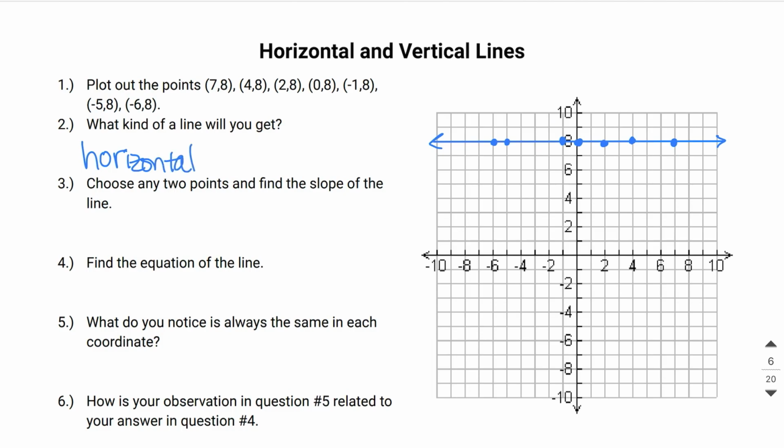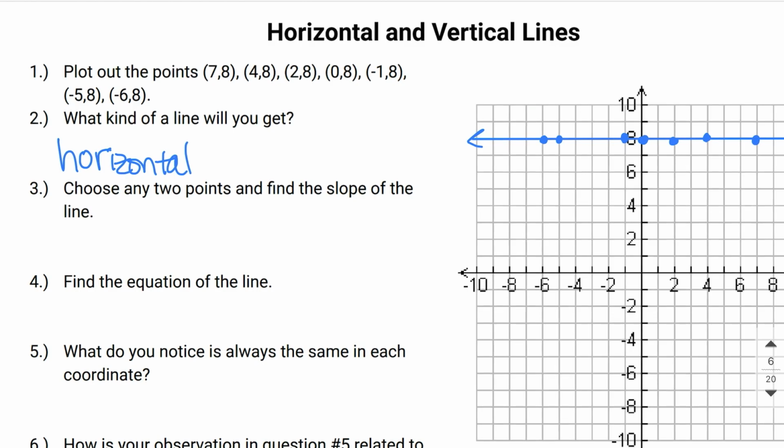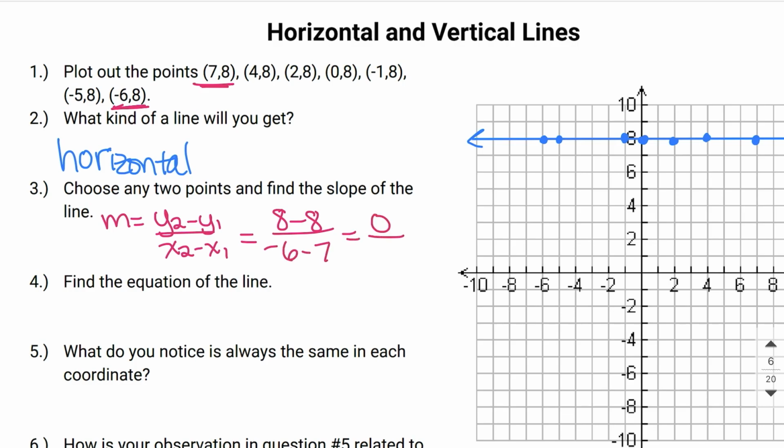And then it says to choose any 2 points and find the slope of the line. Hopefully you already know what the slope is, but this is good practice for finding slope. So I will choose (7, 8) and (-6, 8). To find the slope, remember the formula is y2 minus y1 over x2 minus x1. The y2 is this 8 and the y1 is this 8, so we'll do 8 minus 8. We know x2 is -6 and x1 is 7, so -6 minus 7. 8 minus 8 is 0, and -6 minus 7 is -13. So the slope of this line is 0.